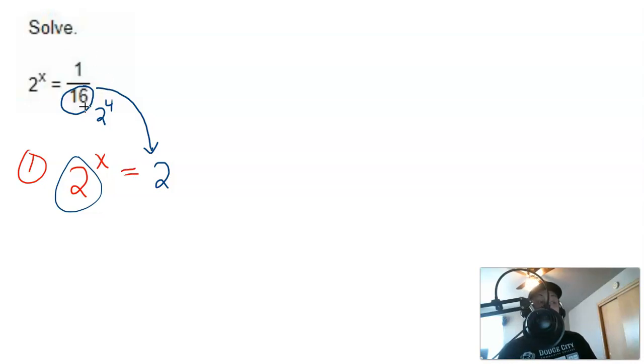But I don't want 16, I want 1 over 16. So how would I make it a fraction? What would I have to make the exponent in order to make it come out as a fraction? You'd have to make it negative, right? So we talked about that earlier in the lesson as well. So let me put it this way. If 2 to the 4th power, let's say it the other way around. 16 is 2 to the 4th power.